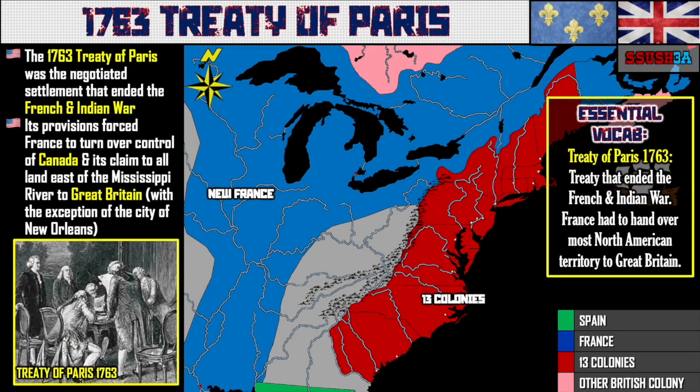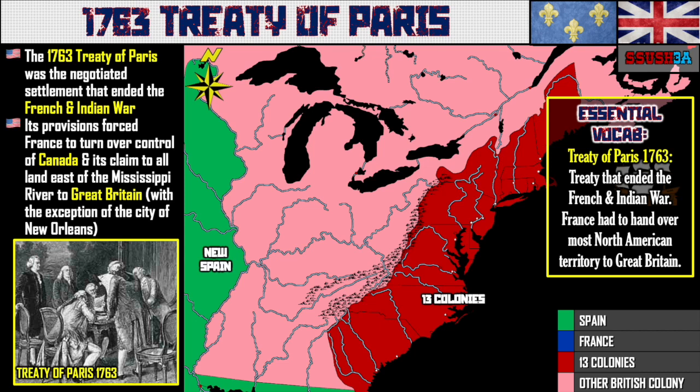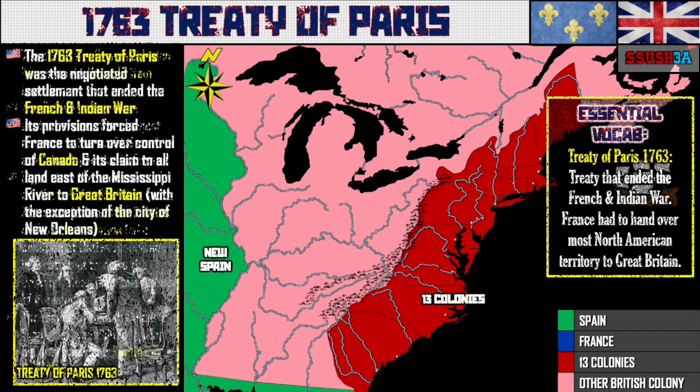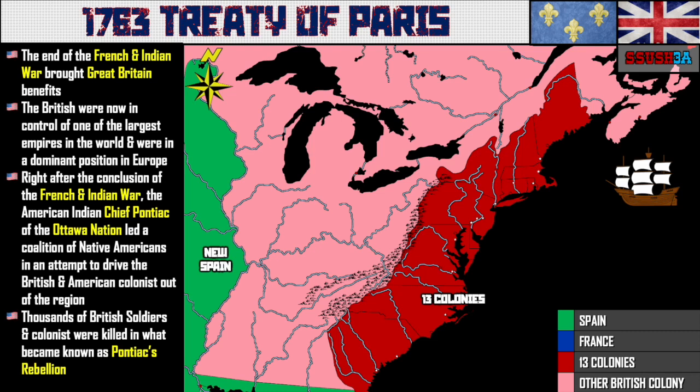The 1763 Treaty of Paris was the negotiated settlement that ended the French and Indian War. Its provisions forced France to turn over control of all of Canada and claims to all land east of the Mississippi River to Great Britain, with the exception of the city of New Orleans. The end of the French and Indian War brought Great Britain benefits. The British were now in control of one of the largest empires in the world and were in a dominant position in Europe.